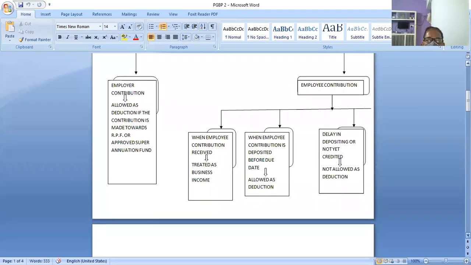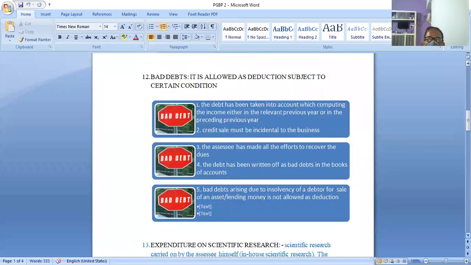Now, next is bad debts. You know what bad debts are here? It is allowed as deduction subject to certain conditions. You have done a lot of problems in bad debts. Now, what is the first condition? The debt has been taken into account while computing the income either in the relevant previous year or in the preceding previous year. That means we'll take the bad debts of maybe last year or before the last year. First condition. You can take it last year, previous year, or before the previous year.